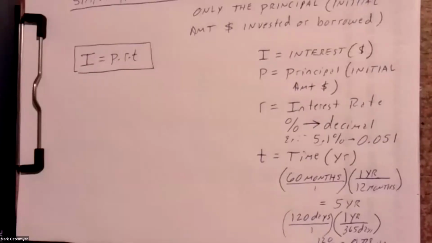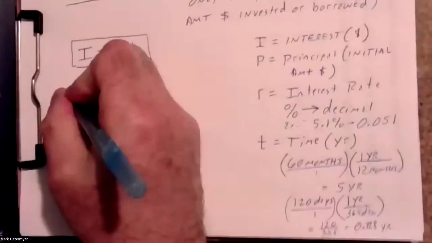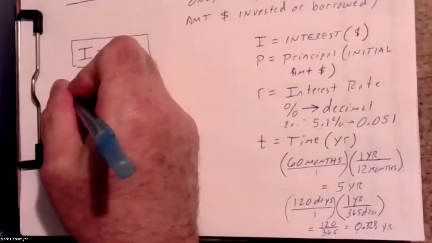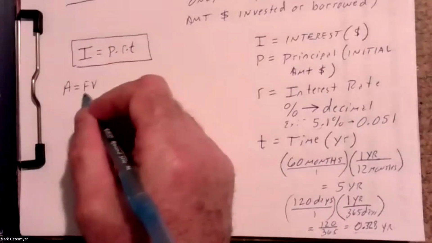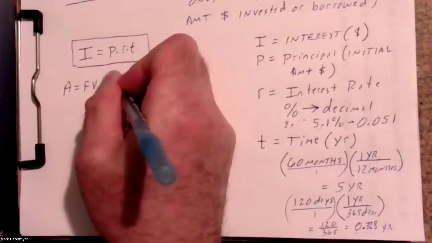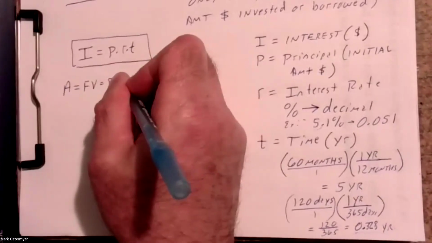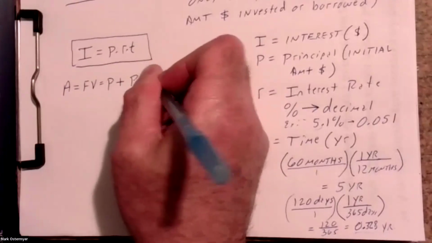So that's what you'd put in for time. Okay, so just make sure that however time comes at you, it better be in years when you put it into the formula. Got to be years. All right. So the future value in your account, the future amount, A, or sometimes I like to call it the future value, FV, is going to be equal to the initial principal that you invest plus the interest earned, which is principal times rate times time.